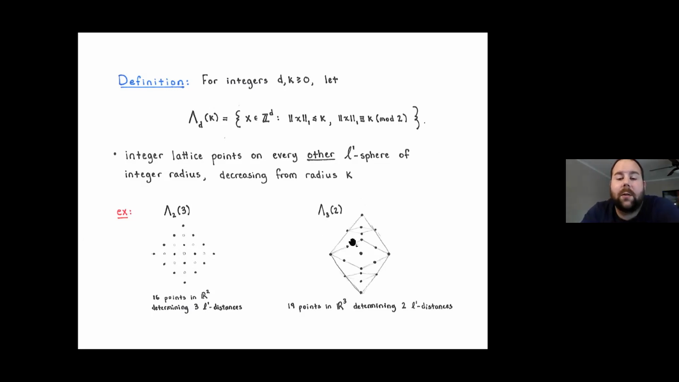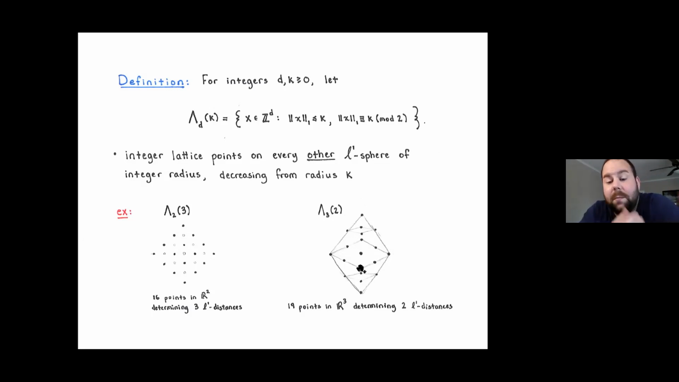And that does generalize. So here's lambda 3 of 2. R3, but only 2 distinct taxicab distances. So I start with all the points on the integer lattice of L1 norm 2, and then I add in also the origin because 0 is congruent to 2 mod 2.